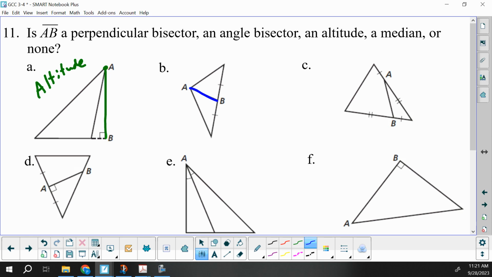Here's AB in this one. We're starting at a vertex. And B, notice these congruent segment markings. Because of the congruent segment markings, that means B is a midpoint. So our one that goes from the vertex to the midpoint, that's just our median. In C, notice AB does not start at a vertex. So that rules out angle bisector, altitude, and median. Perpendicular bisector, though, has to have a right angle involved. There's no right angle here, so this would be one that's just none of those things.